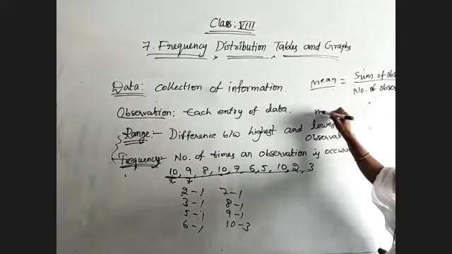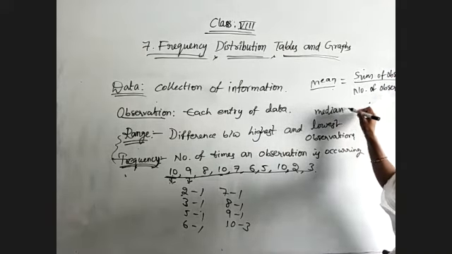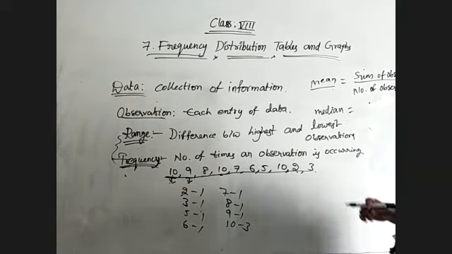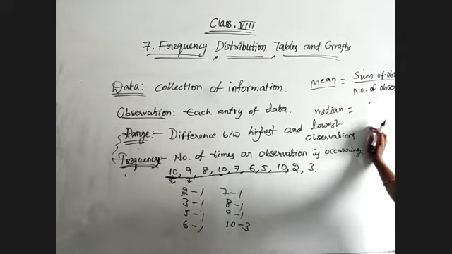And coming to the median, the median is exactly the middle value of the given data when you arrange it in order. If you have an even number of observations, you will get two middle values, and for that we need to take the average. And if there is an odd number of observations in the given data, in that case you will get only one middle value.